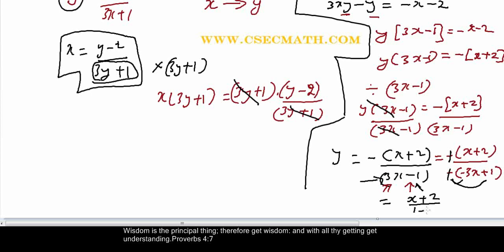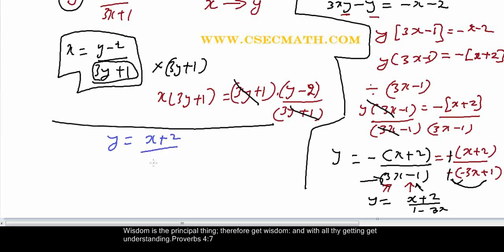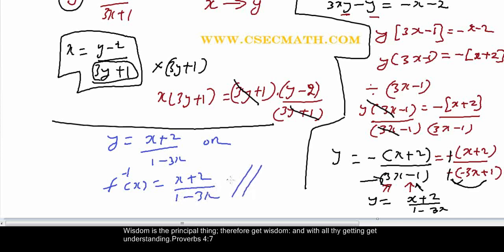So therefore we have (x + 2) divided by (−3x + 1). We can rewrite it as 1 − 3x equal to y. So the final solution, I am writing it here. So y equal to (x + 2) divided by (1 − 3x), or we can rewrite it as f inverse of x being equal to (x + 2) divided by (1 − 3x). So you need to practice these problems to attain more familiarity with these algorithms.